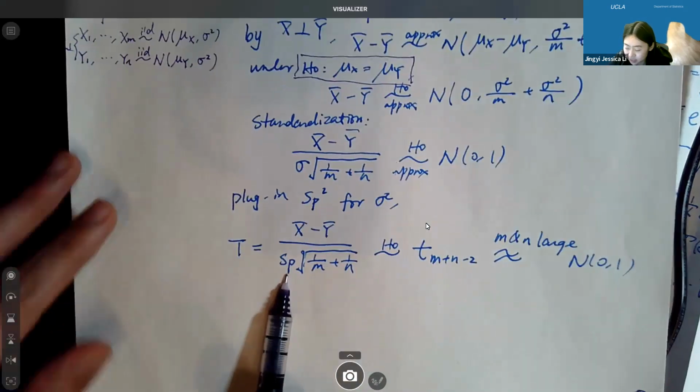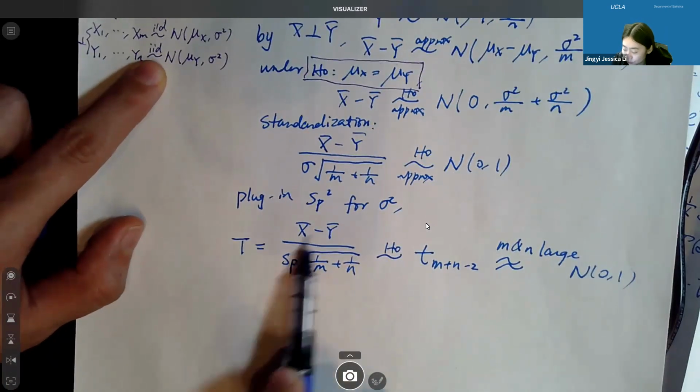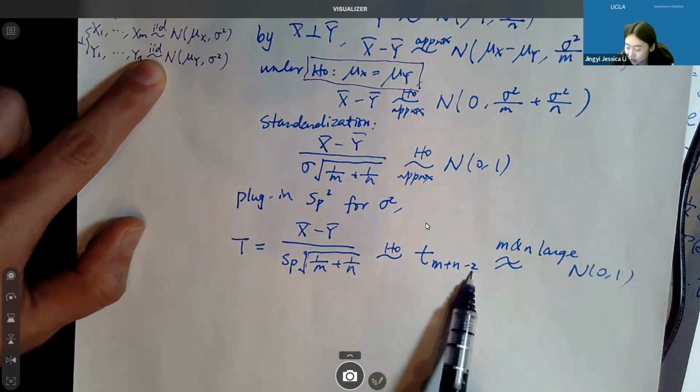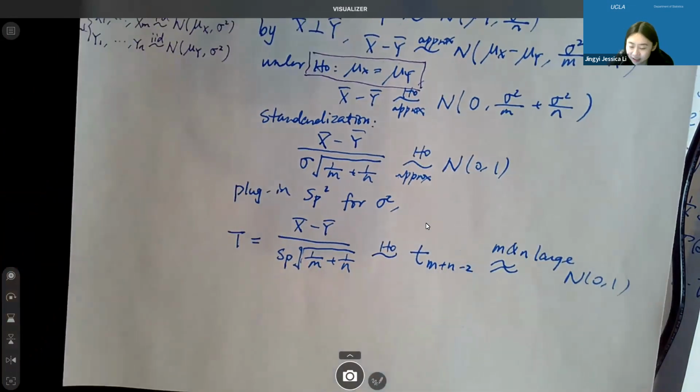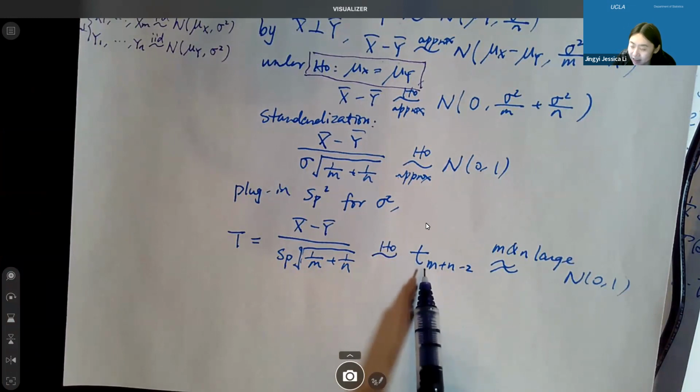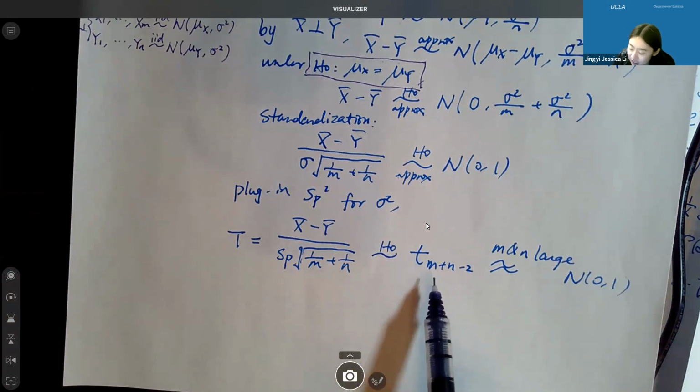Under this normality assumption, this will follow a t distribution with degrees of freedom m plus n minus 2. The t distribution is a constructed distribution for the purpose of doing this test. It's nice that it doesn't have any unknown parameters, just the degrees of freedom, and this can be known when our two sample sizes are known. So this is very nice.